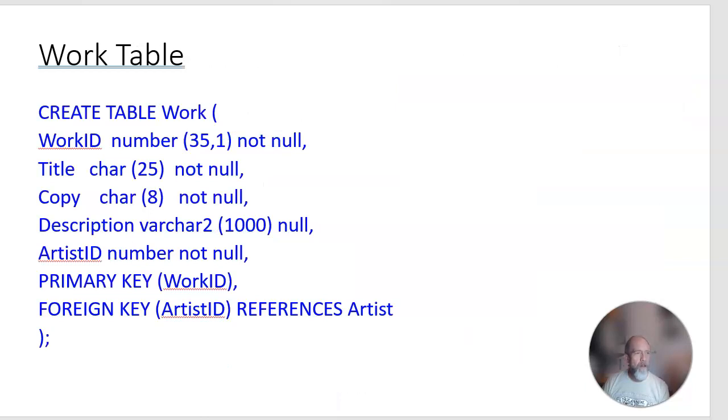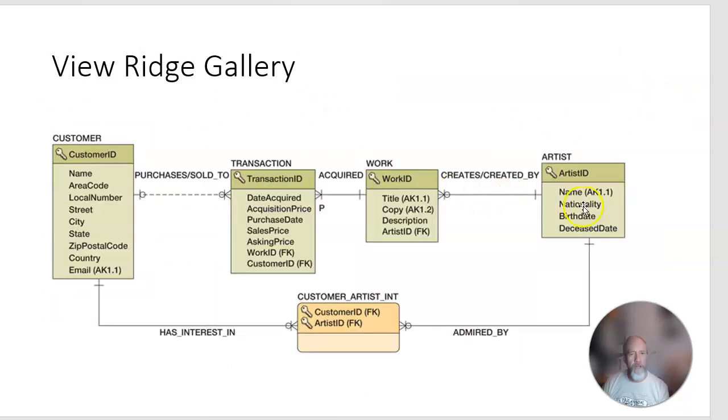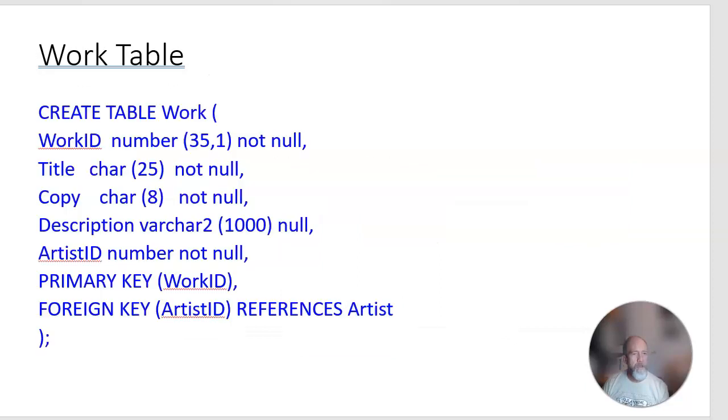I'm going to jump all the way back here. We've got all these tables. We've got artist, work, transaction, customer, and then we've got the join table. Well, let's go all the way back down to where we're at. And how do you put those together?